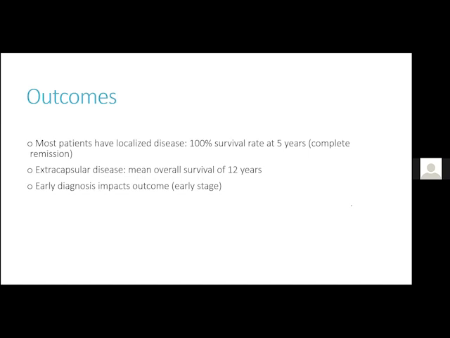For patients who have localized disease, so T1 disease, the 5-year survival rate is 100%. So these patients have a complete remission, so excellent survival. When it extends beyond the capsule, the mean overall survival is only 12 years. And it's been extrapolated because of this information that early diagnosis does impact outcomes. So patients who are symptomatic should be worked up.